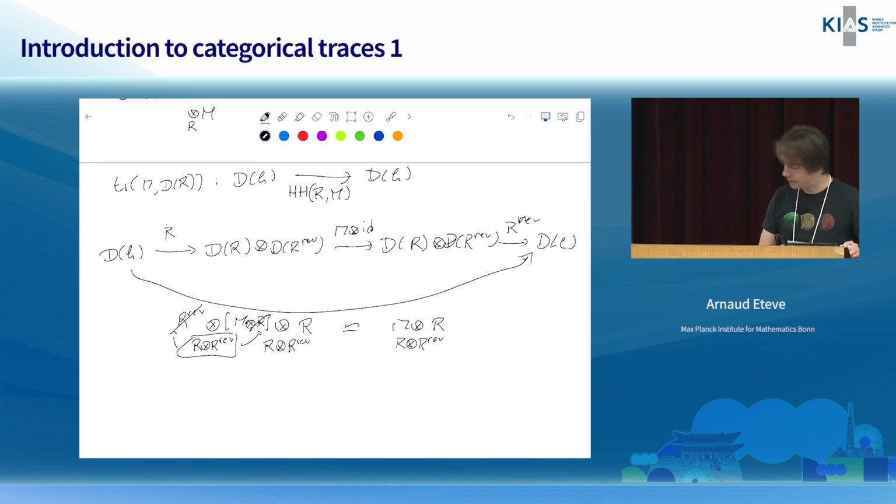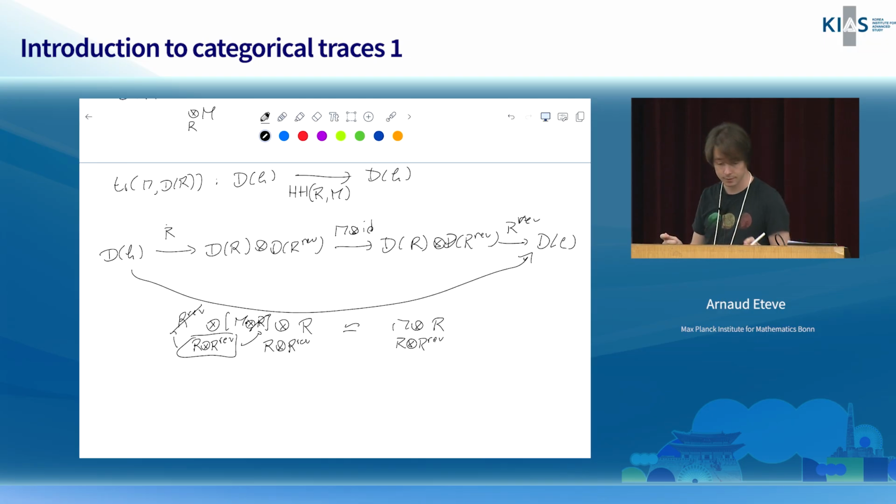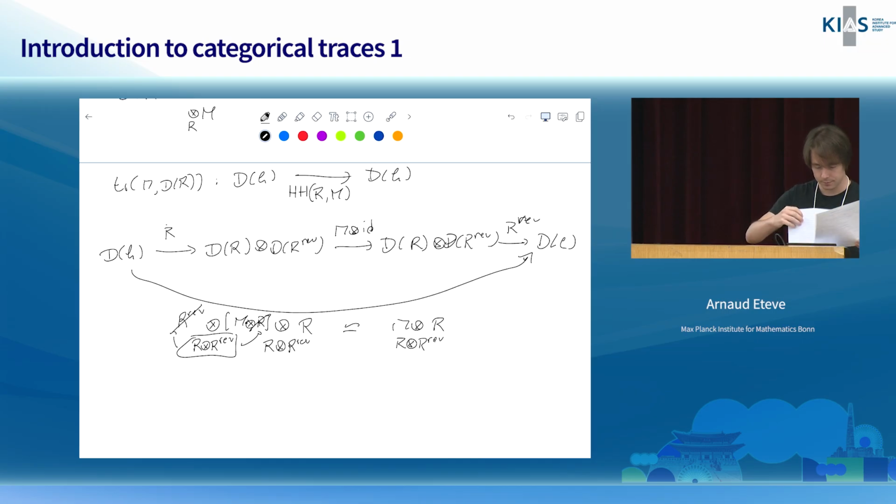Okay, so one of the upshots is that this notion of traces is just a formal way to encapsulate the whole theory of Hochschild homology. Okay. Depending on how much time I have, that's fine.